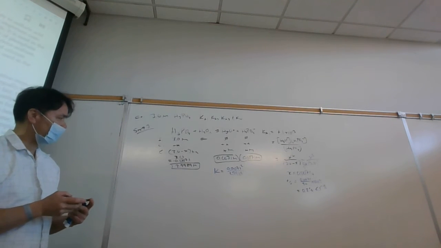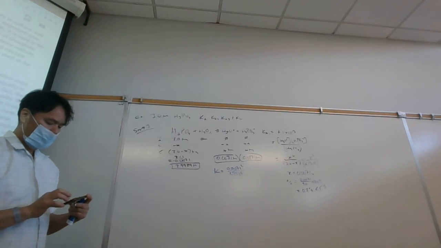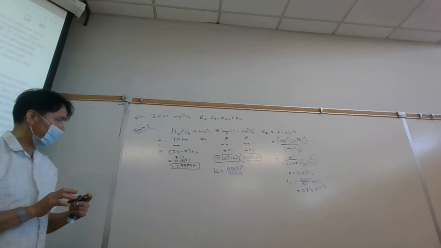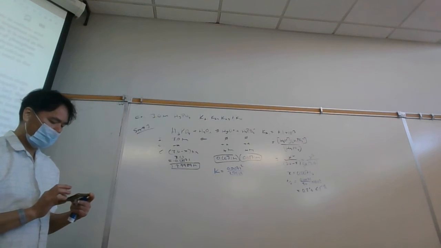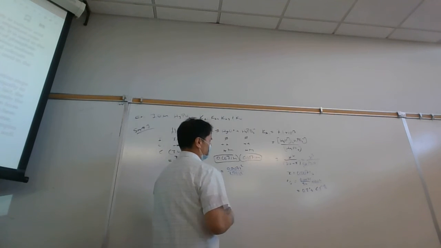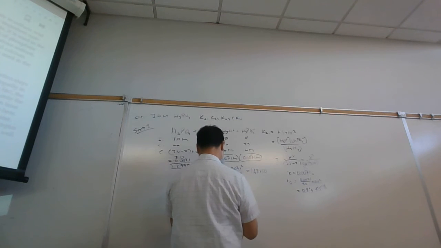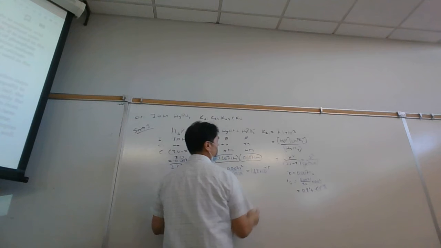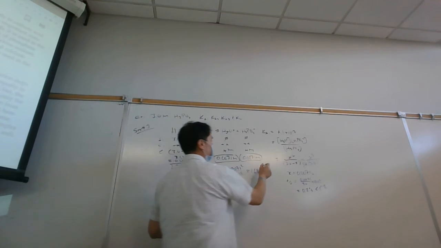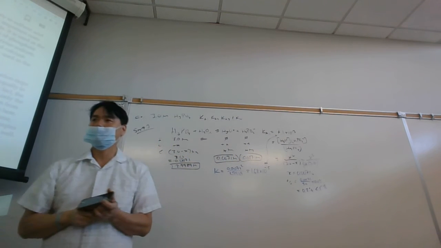Oops, let me do that again. 0.0071 squared divided by 2.9929. 1.68. So I get 1.68 times 10 to the minus 5. What is it supposed to be? 7.1. So obviously there's some mistake. Must have made some mistake.